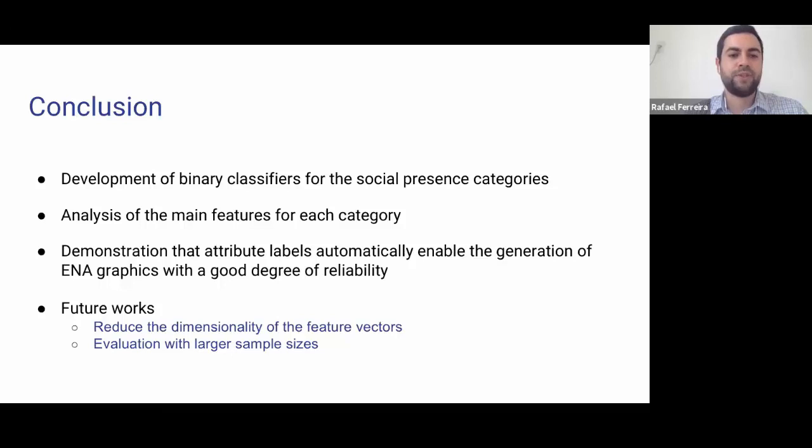As future work, we want to work on the reduction of the dimensionality of the feature vectors. As we are using a bag of words vector, it still takes a lot of time to train the classifier, and also to evaluate with larger sample sizes and even including different contexts like texts in Portuguese as well, or different texts from different courses.